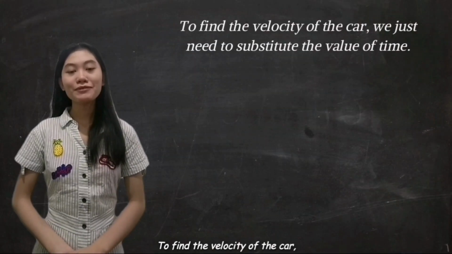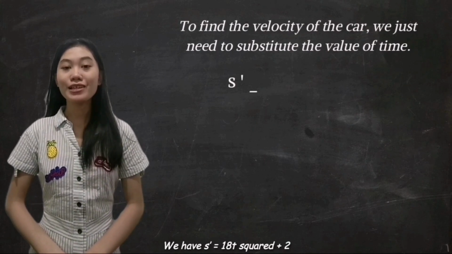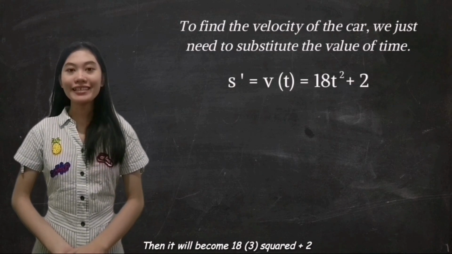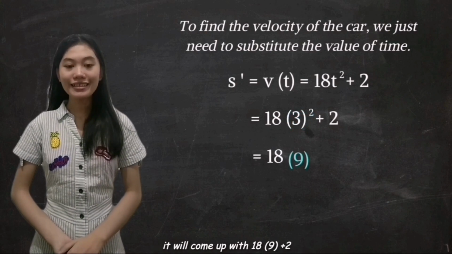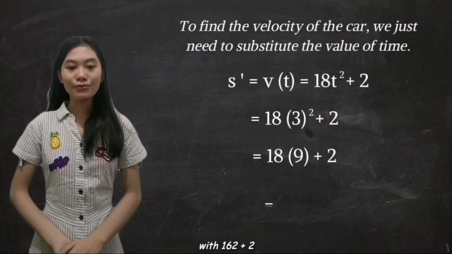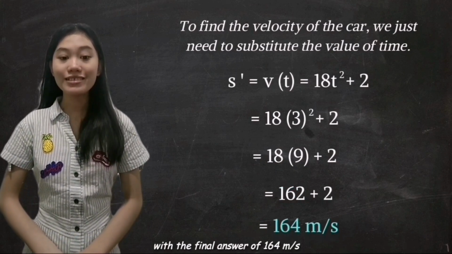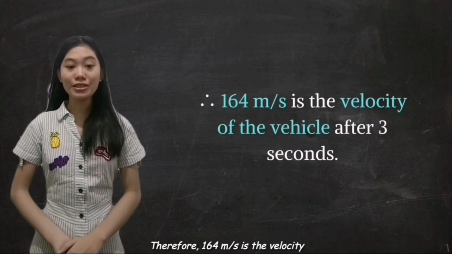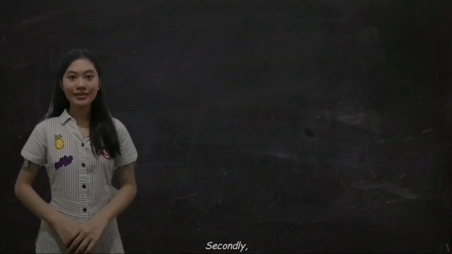To find the velocity of the car, we just need to substitute the value of time. We have s prime is equal to 18t squared plus 2. Then, it will become 18 times 3 squared plus 2. It will come up with 18 times 9 plus 2, which is 162 plus 2, with the final answer of 164 meters per second. Therefore, 164 meters per second is the velocity of the vehicle after 3 seconds.